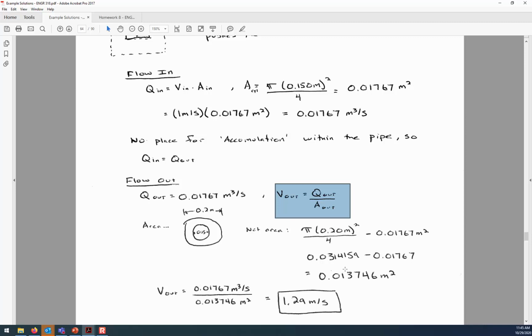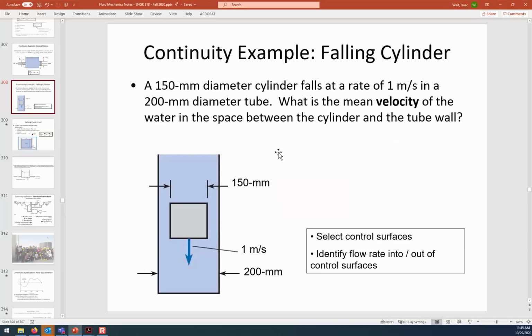So sometimes the tricky part is just setting up the control surfaces, and it's not so much that in versus out causes accumulation. That's generally a pretty natural idea that comes easily to people. But the tricky thing can be applying that to the picture at hand.